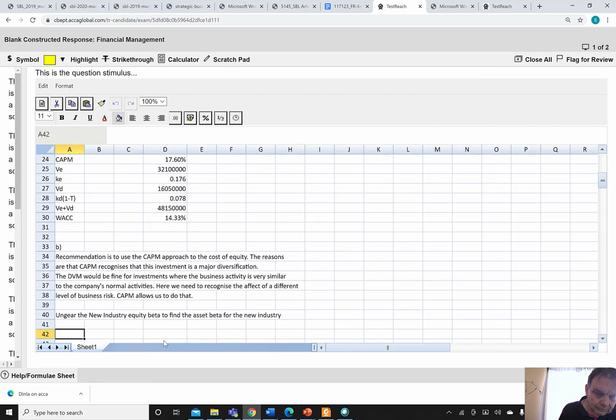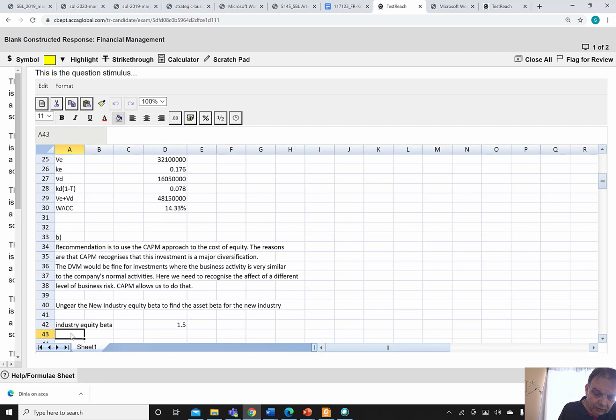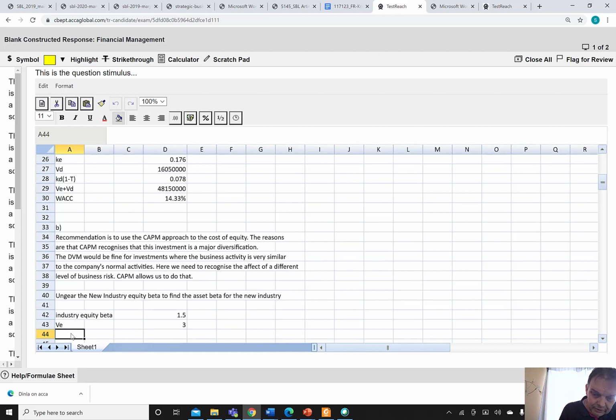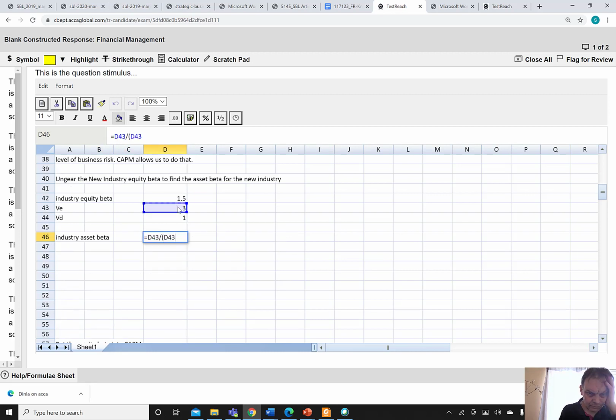So the beta, okay. We've been told the equity beta is 1.5, and we know that the value of equity is 1 to 3, so we've got a 3 value for equity and we've got a 2 value for debt, no, 1 value for debt. That gives us an asset beta of 1.23.